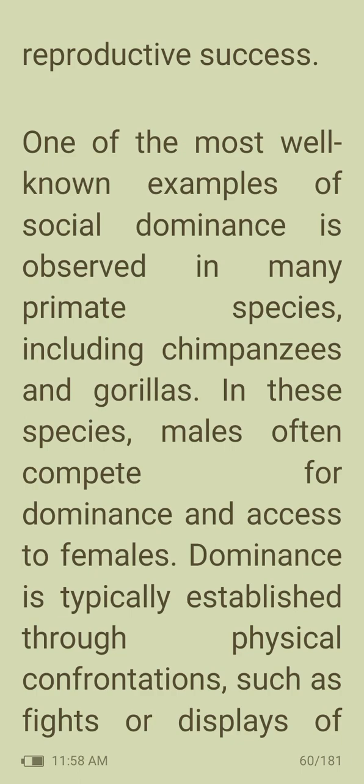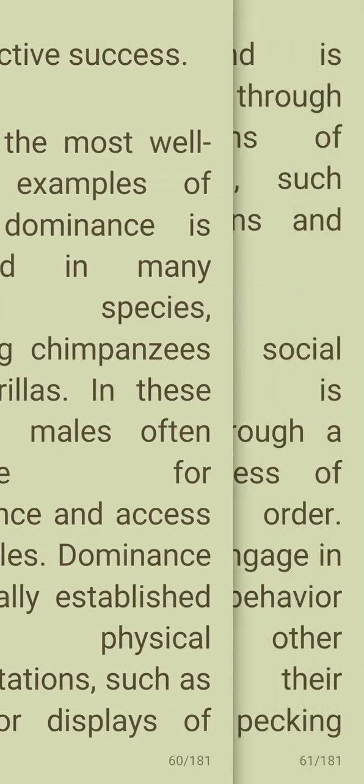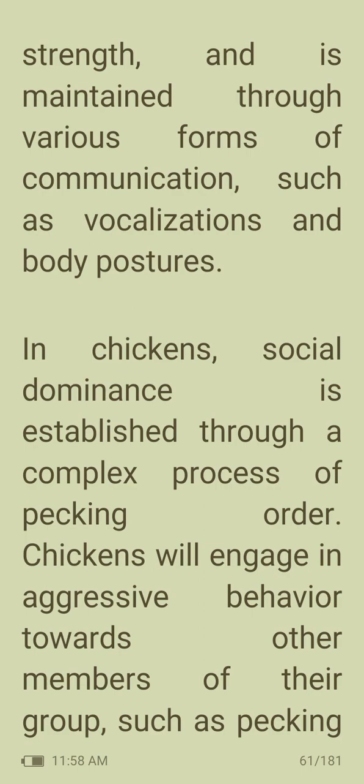One of the most well-known examples of social dominance is observed in many primate species, including chimpanzees and gorillas. In these species, males often compete for dominance and access to females. Dominance is typically established through physical confrontation, such as fights or displays of strength, and is maintained through various forms of communication, such as vocalizations and body postures.